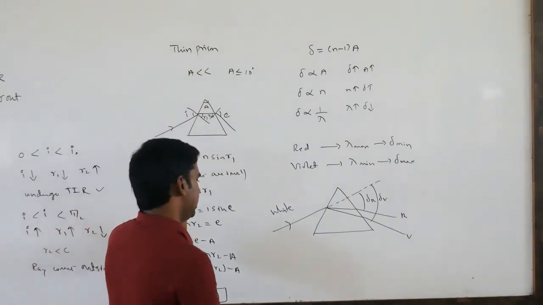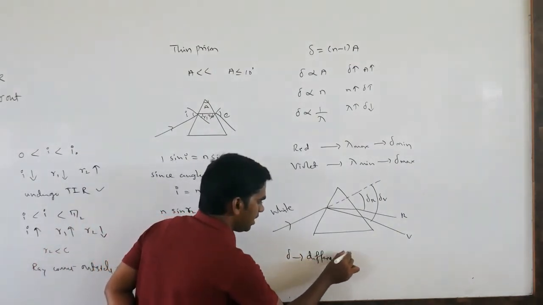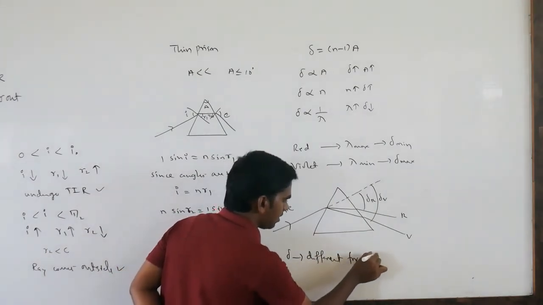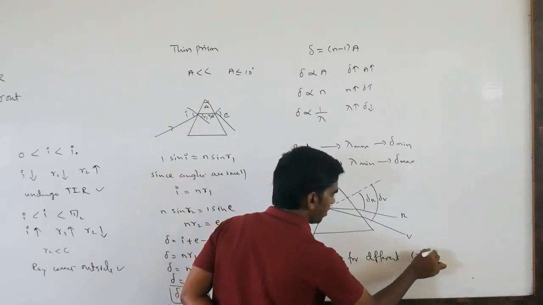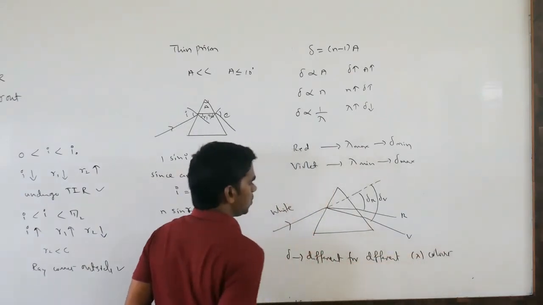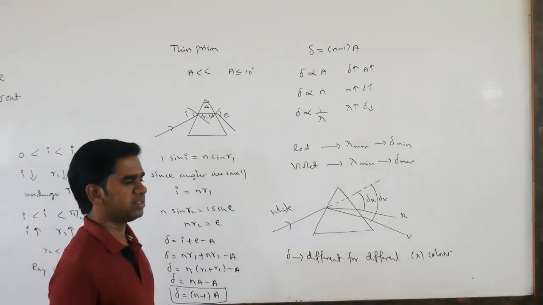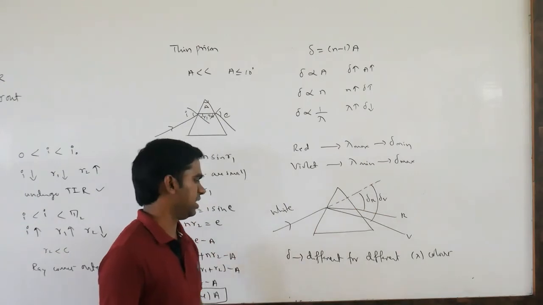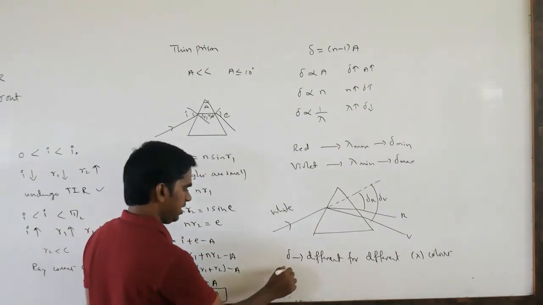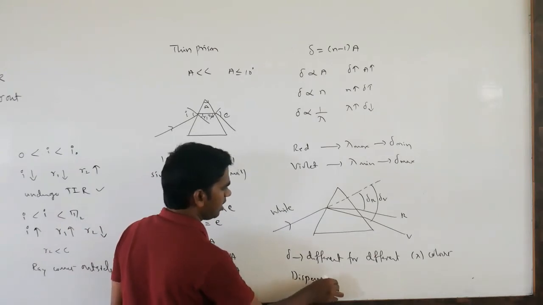What is the reason? Delta is different for different wavelengths or colors. So that is why when white light passes through a prism, it will split into different colors. It is simply a deviation of different wavelengths to different extents. That is what we call dispersion.